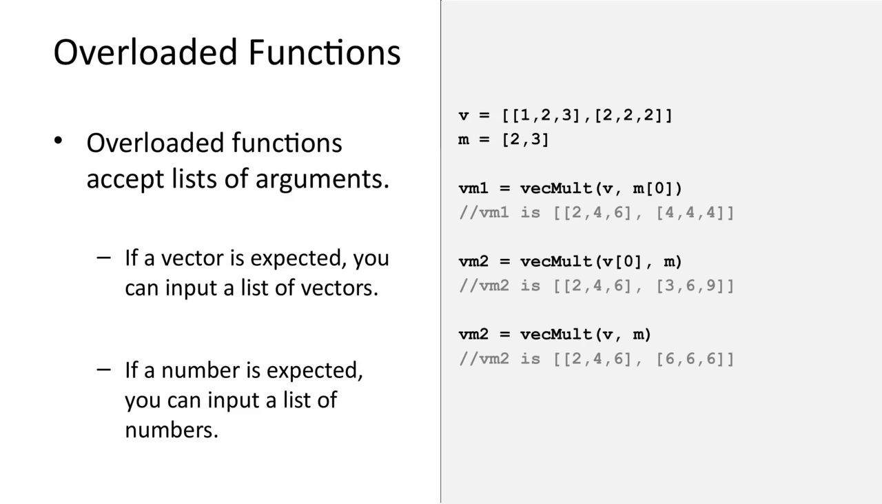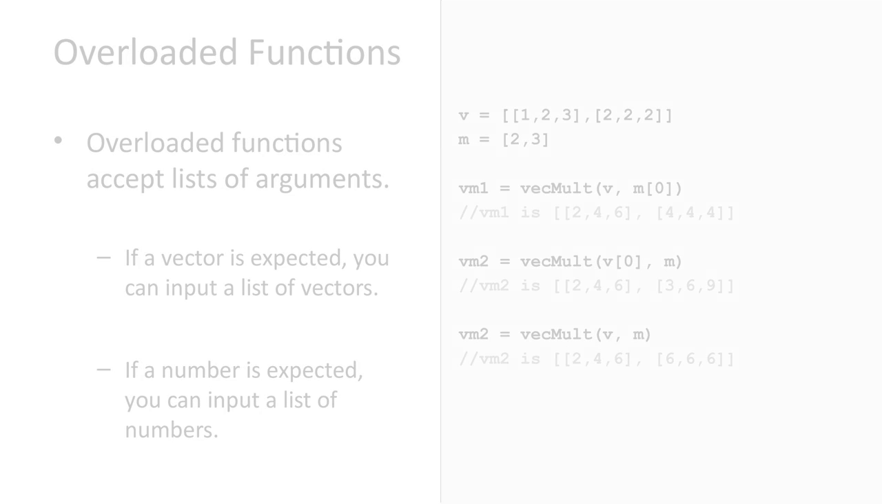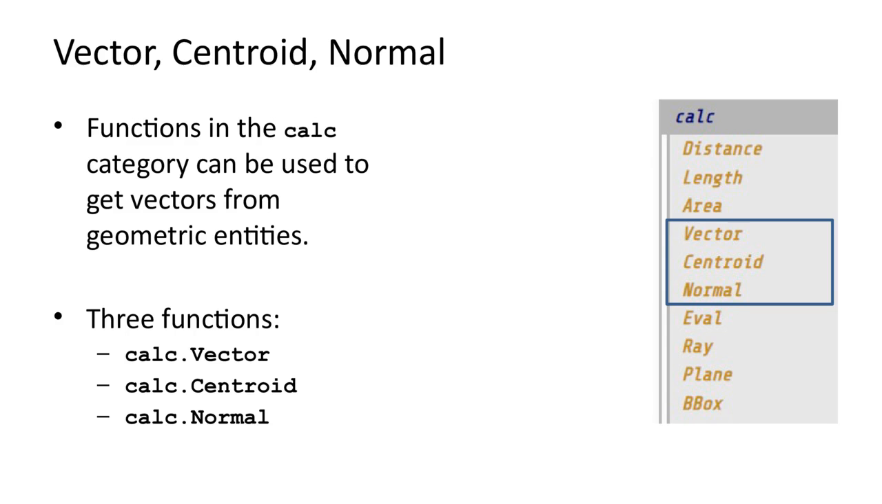Next, let's look at how primary functions work with vectors. There are two primary functions for getting vectors from geometric entities. There is also a third function, for calculating the centroid. It does not return a vector, but we will also cover it here since they are often used together. These functions are all in the calculate category.